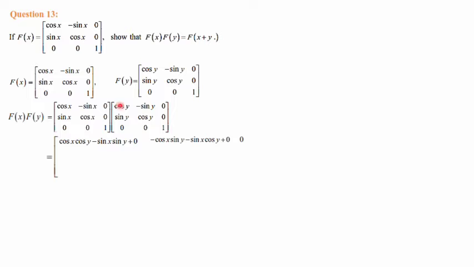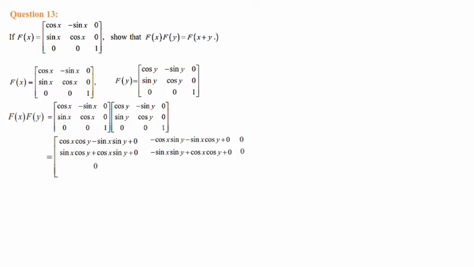Next is second row with the first column. When we do second row with the first column, we will get the second row first element in the resultant matrix. That means sin x into cos y plus cos x into sin y plus 0 into 0. So we get sin x cos y plus cos x sin y plus 0. Then second row with the second column, sin x into minus sin y, that is minus sin x sin y, plus cos x cos y plus 0 into 0, 0. Next is second row with the third column, 0 into sin x is 0, cos x into 0 is 0, 0 into 1 again 0. So when we add all, we will get 0.